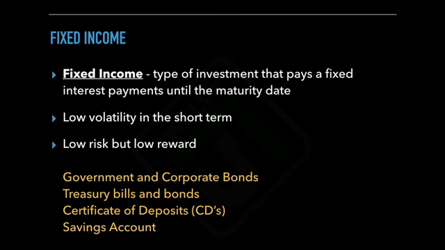Now, this isn't going to generate a large amount of returns, but it's low risk because there aren't large price swings and your money is likely to be protected from losing value. So some common fixed income products you can invest in are going to be government and corporate bonds, treasury bills and bonds, certificates of deposit, or simply an interest-earning savings account.